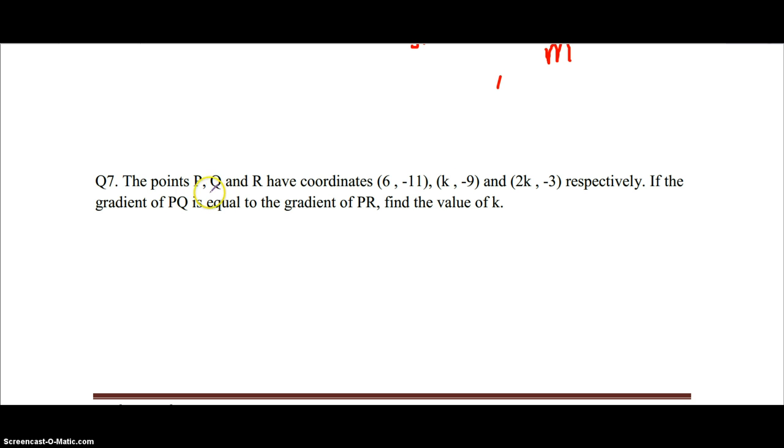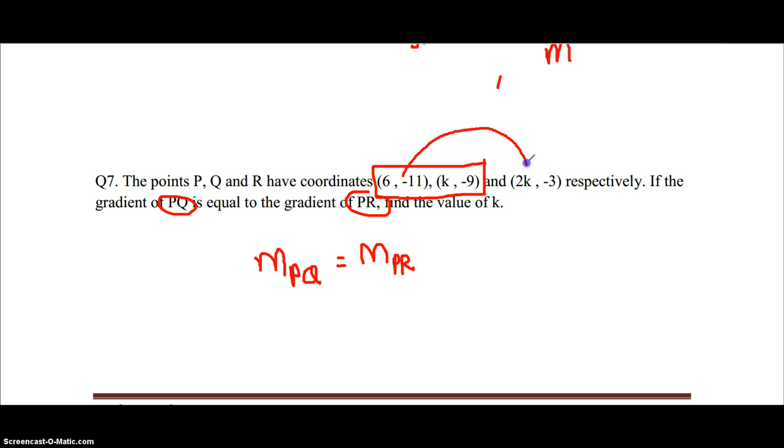This is the same PQR as coordinates: 3 coordinates, x1, y1, x2, y2, x3, y3. If the gradient of PQ is equal to the gradient of PR, so M of PQ is equal to M of PR, find the value of K. PQ is this one; you find the gradient of these 2 points, then the gradient of these 2 points. Then you equate them together, cross multiply, and you'll be able to find the value of K.